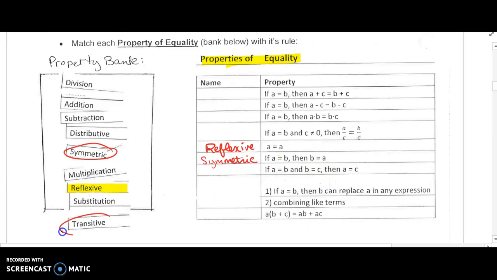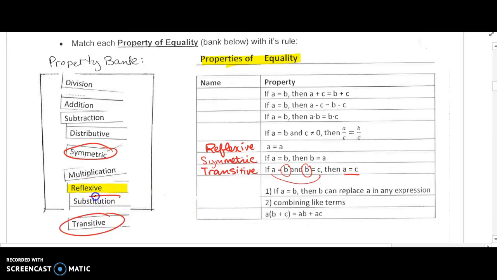The next one is transitive. If A equals B and B equals C, then A equals C. So notice both A and C equal B. And since they both equaled B, they can equal each other. A equals C.